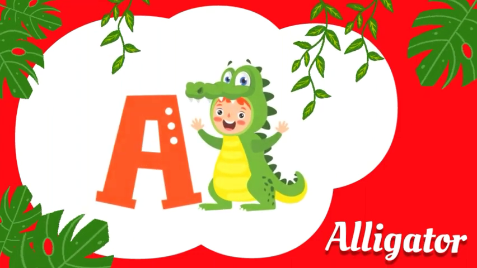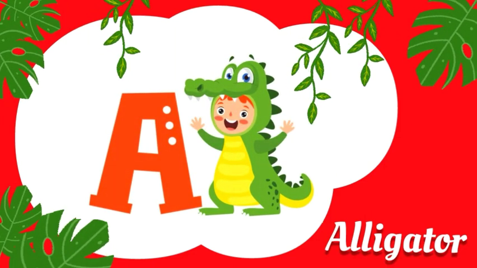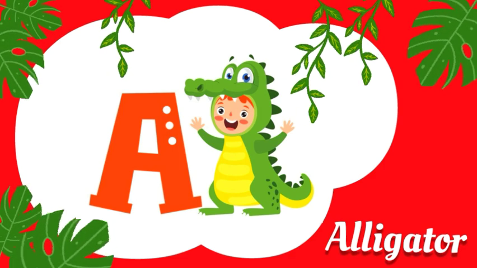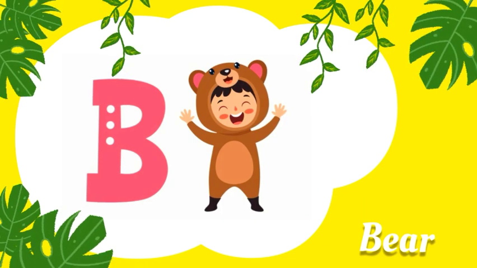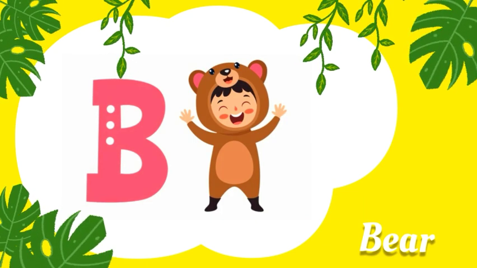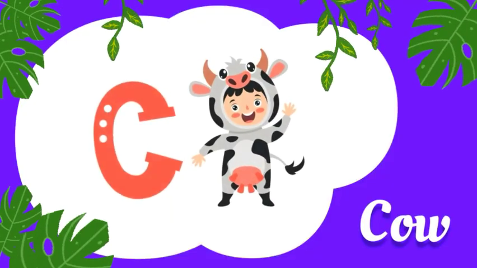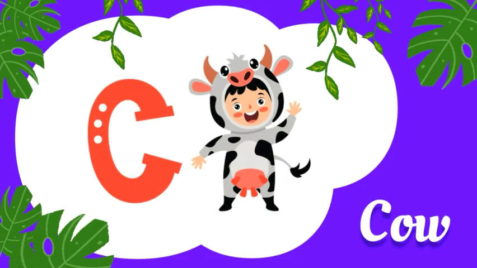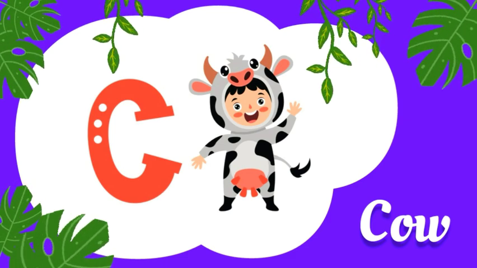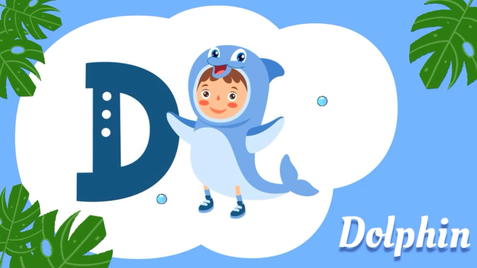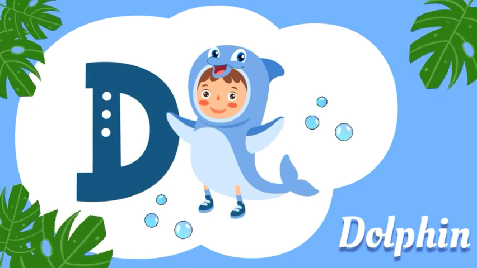A is for alligator. A, alligator. B is for bear. Ba, bear. C is for cow. Ka, cow. D is for dolphin. Da, dolphin.